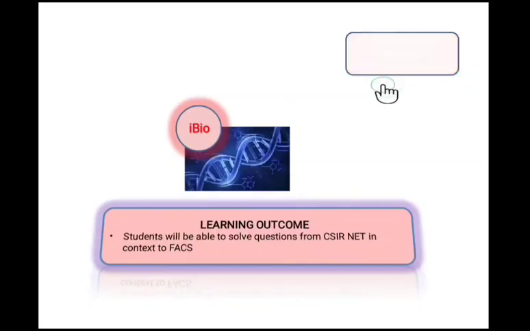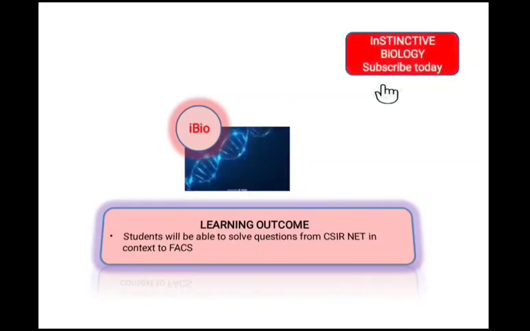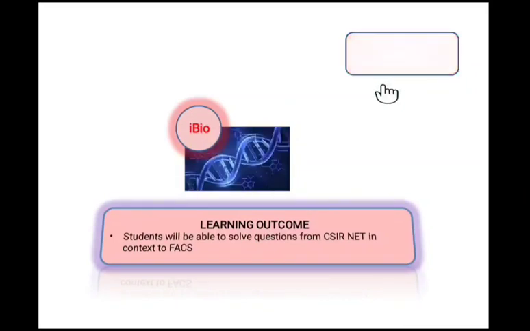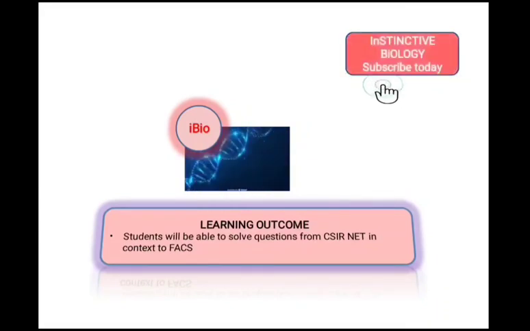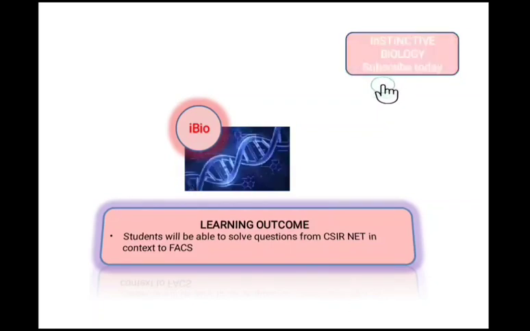Today we are going to learn about fluorescent activated cell sorting. It is an important technique used in immunology, cell biology, and it is even used in medical centers to detect leukemias. At the end of this video, we are going to solve a question from CSIR NET, so kindly stay tuned.